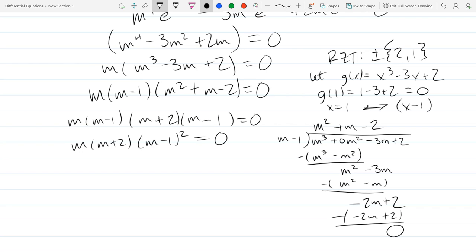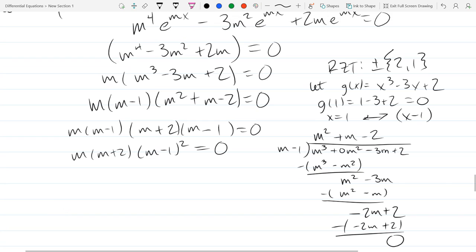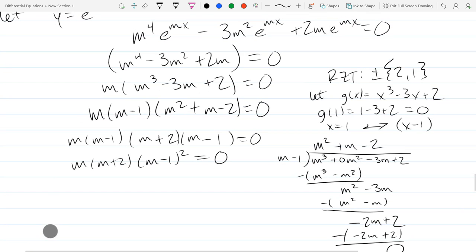So any algebra, factoring, division questions? Differential equations could be a nice trip down memory lane at the end of your college career, the end of your math career. You get to see all the cool stuff you tried to forget about.